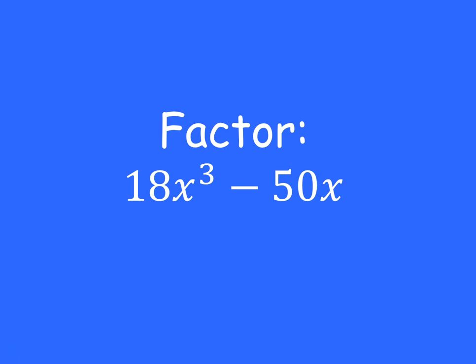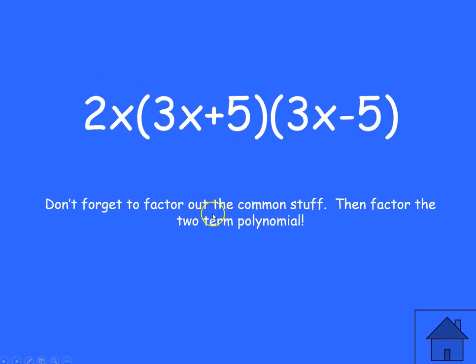Okay, hopefully you had a chance to do it. Let's take a look at the answer. It looks like there's common stuff here. Hopefully you remembered to take out the common stuff. When you do, the correct answer is 2x, and then you're left with a perfect square, which you have to factor, which comes out to be 3x plus 5 and 3x minus 5. So again, don't forget to factor out the common stuff, and then you'll factor the two-term polynomial.